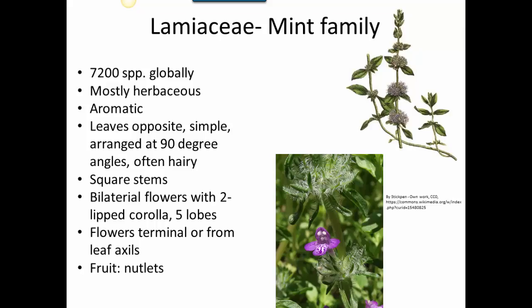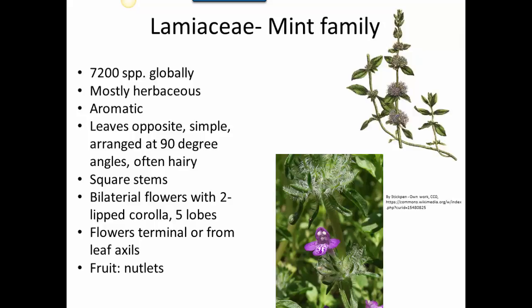Okay, so I want you to be familiar with the mint family, which is a relatively large family of eudicots. There are around 7,200 species in the Lamiaceae family globally. Most of them are herbaceous. They commonly have strong scents. So this family includes plants like peppermint and chocolate mint and basil and oregano. So often when you crush the leaves or the stems of these plants, they have a really strong odor.